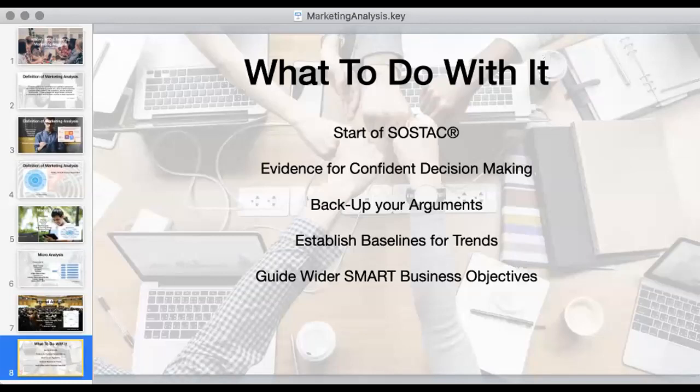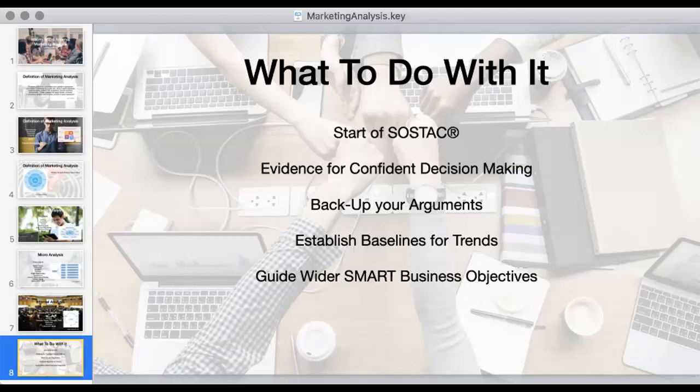It could also be used for evidence for confident decision making. If you're being asked to come up with an evaluation of something, if you've done your macro, micro, and internal analysis, you can have the context and the evidence to make those confident decisions, those yes, no things that come into the everyday of things that I'm being presented with to prioritize. So it's a great baseline to allow you to have the confidence to prioritize the things you're being asked to do.